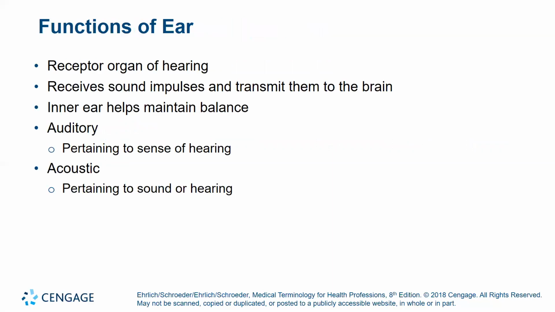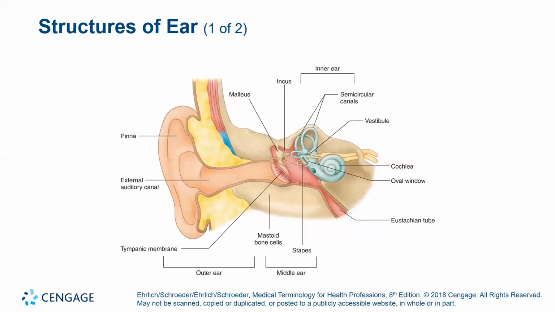Okay, moving on, that was the eye. Now moving on to the ear. Let's take a look at these. So the function of the ear is just a receptor organ for hearing. We receive sound impulses and transmit them to the brain. The inner ear helps with maintaining balance, with auditory pertaining to sense of hearing, and then acoustic pertaining to the sound of hearing. Here are the structures of the ear.